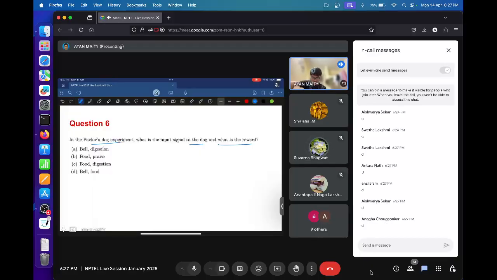So the correct answer is option D. The bell is the input signal to the dog, and whenever the bell is used, a reward in the form of food comes. So food is the reward and the bell is the input signal.